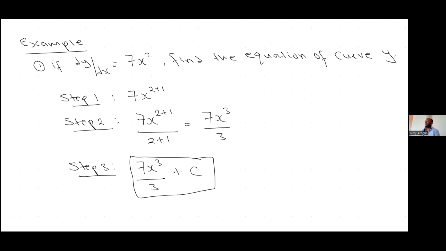The next one: if dy over dx is equal to 4x squared, let's make it like a quadratic equation, and see how you want to solve this. Number 2, if dy over dx is equal to 4x squared minus 3x plus 2, find the equation of the curve.